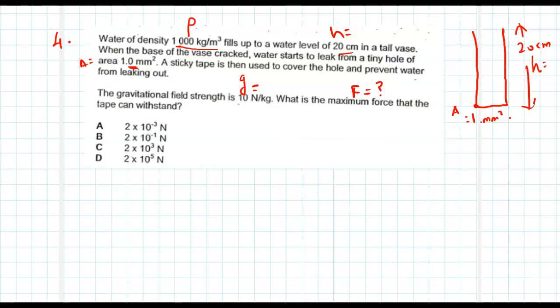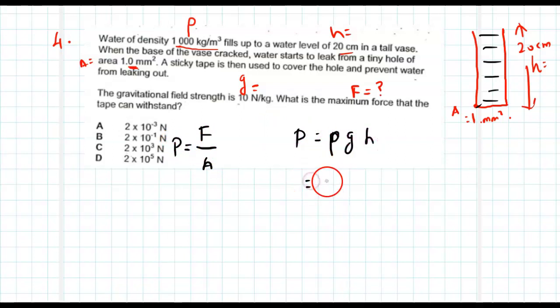So here the concept is liquid pressure, because the total weight of the liquid acting at the base gives a force acting on the area. Force acting on the area gives the pressure, right? So the liquid pressure formula is rho gh. The density of the liquid is 1000, g value is 10, the height value is 20 centimeter. I should change it into meter. The final answer is 2000 Pascal.